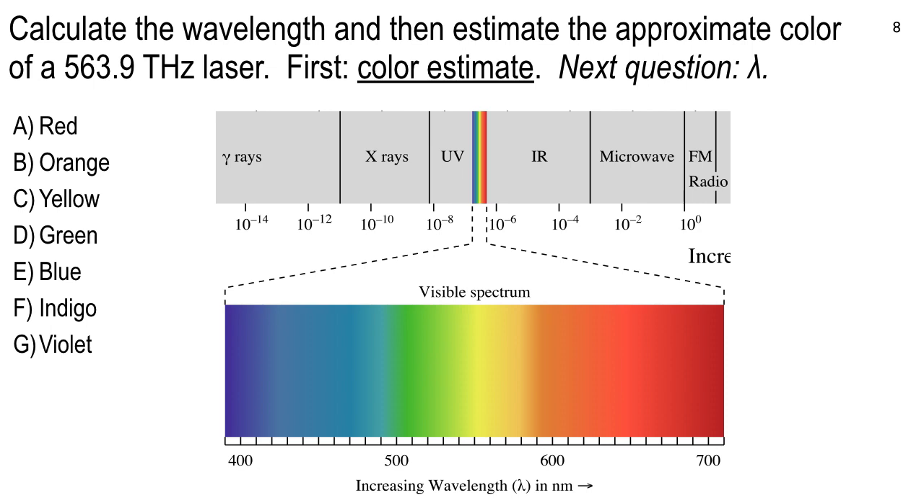I want a letter A, B, C, D, E, F, or G. I just want the color. The next question, I'm going to give you, I want the numeric answer. So keep that in reserve, and I'll get that on the next question.